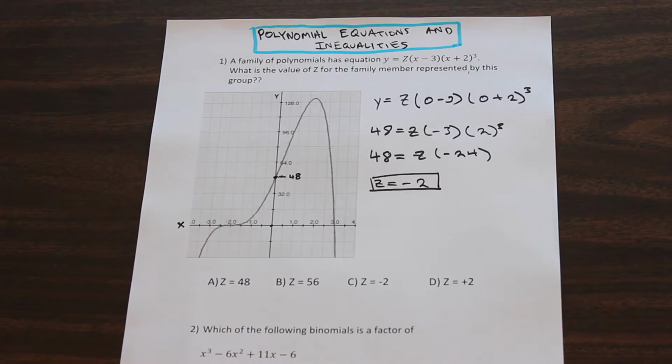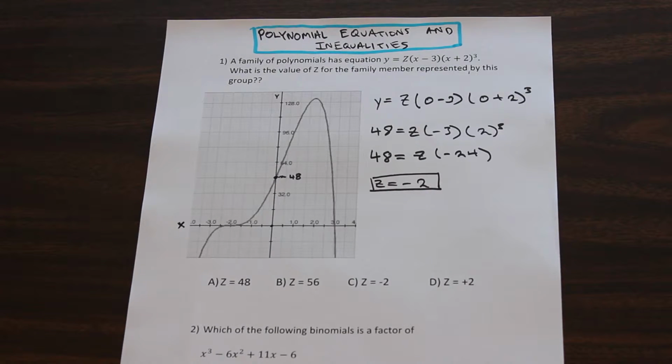So the answer there is C. Great. Okay. So that was a pretty simple question. And like I said, the trick there was just applying our knowledge of intercepts in order to extract the information that we needed from the question.